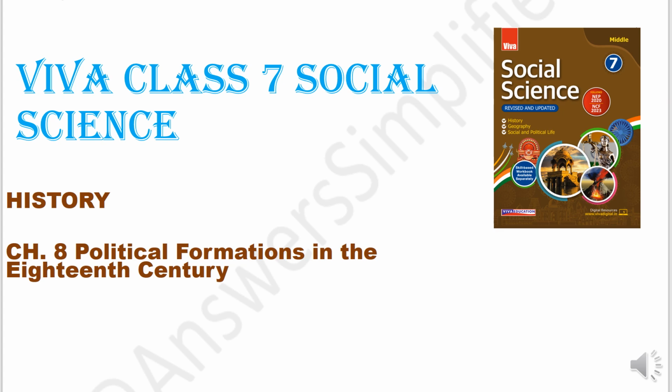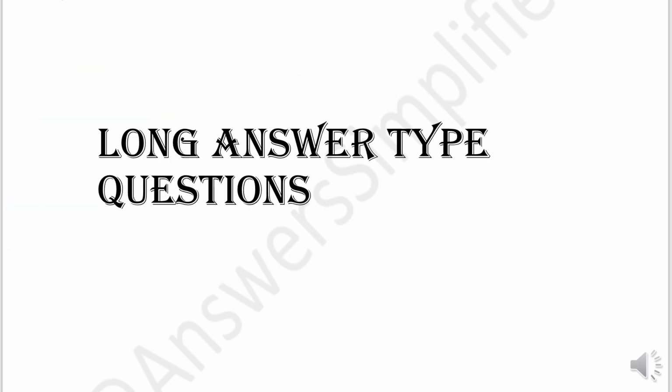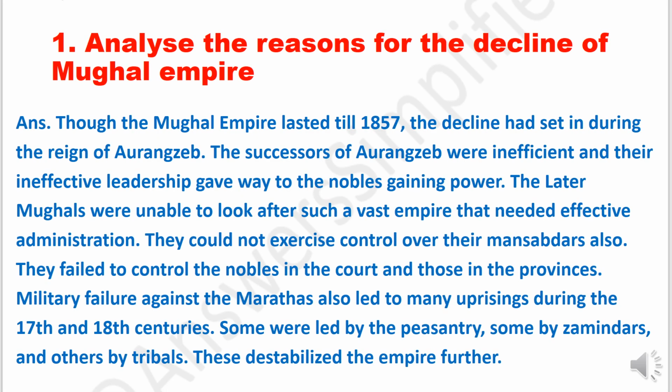In this video, I will be sharing answers of Viva, Class 7, Social Science, History, Chapter 8, Political Formations in the 18th Century. Let us discuss the long answer type questions. First question, analyze the reasons for the decline of Mughal Empire.